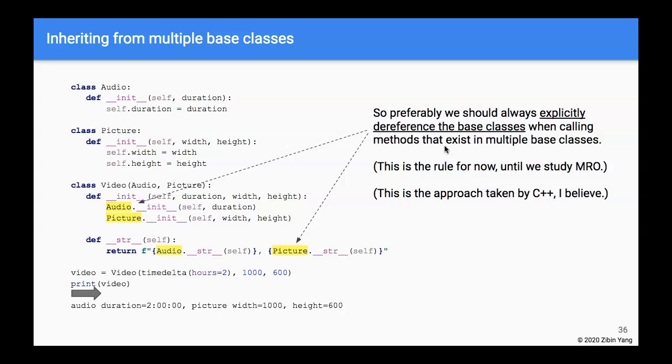So for now, when we want to call methods that exist in multiple base classes, we should explicitly dereference the class to call those methods. That's the rule that we'll follow for now until we study something called an MRO, but it's a topic for later in the class. Also, this way of explicitly dereferencing the base class to call its methods, I believe, is used by C++, so it's not a bad way by any means.